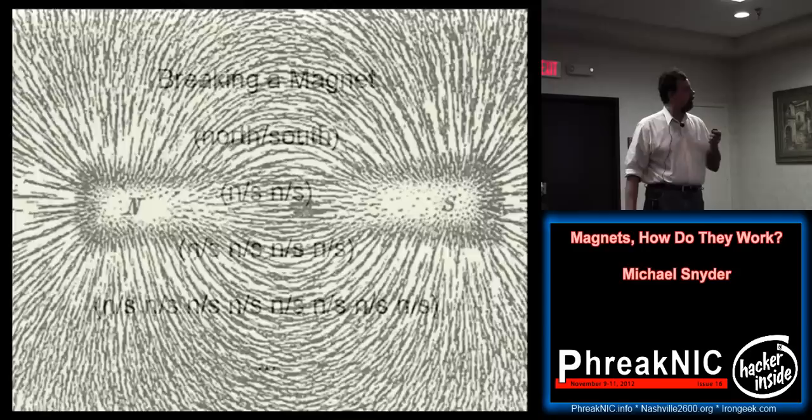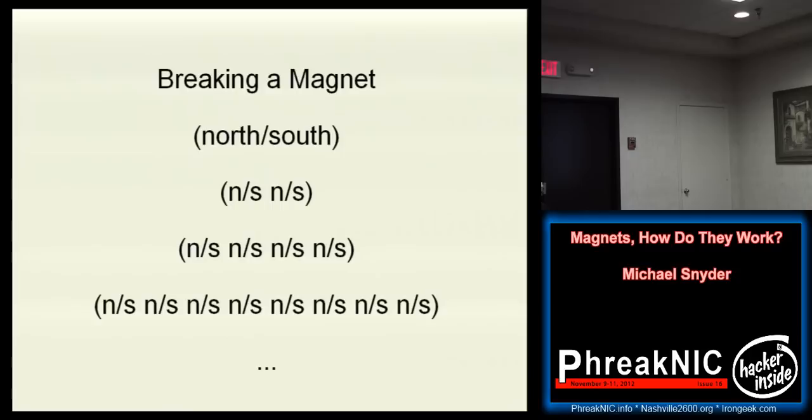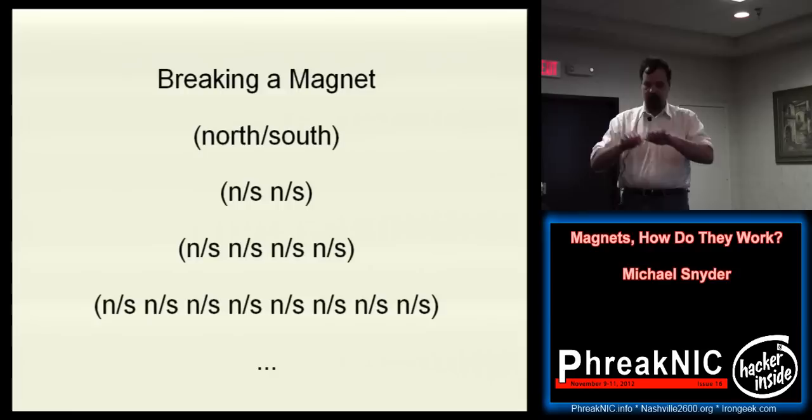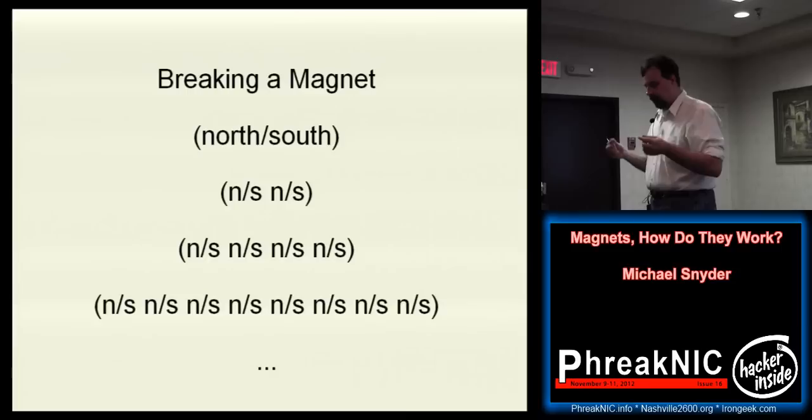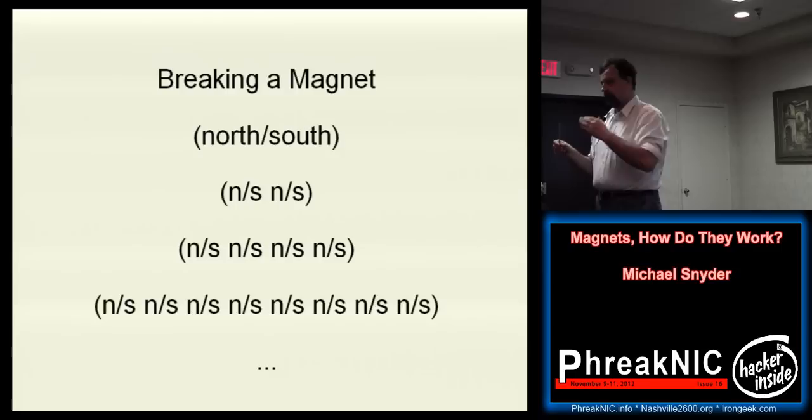Okay, breaking a magnet. If we take a magnet and we break it in half, we go from two poles to four poles. And if we break it again, then we go from four poles to eight poles. So basically, every time you break it, it gets weaker, but you gain more poles. That should be some basic stuff that we would do in high school.